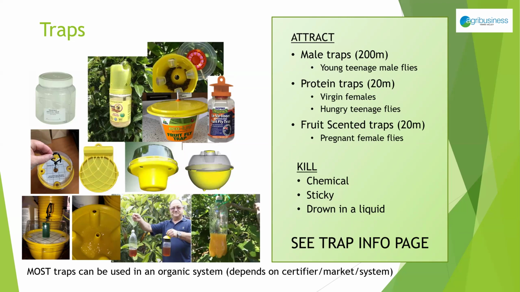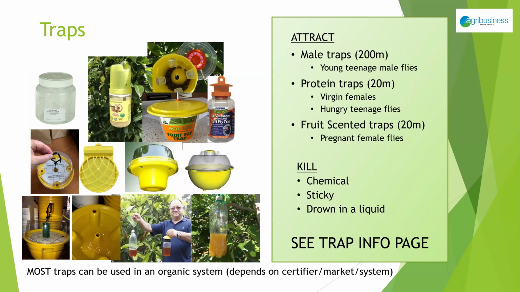The other part of the life cycle we're going to consider is the fruit-scented traps. So these often have a bright colour. They often have a round shape, so they're quite large to distinguish themselves from leaves. And again, they have a limited range of effectiveness because those cues are essentially fruit-based. Now, this is very effective for catching pregnant female flies, the ones that are actually looking for fruit to lay their eggs in. All of these traps usually have a kill method.